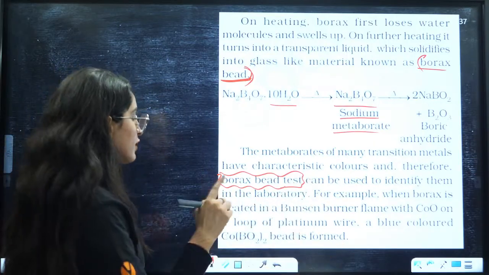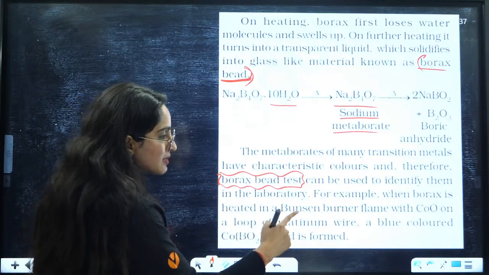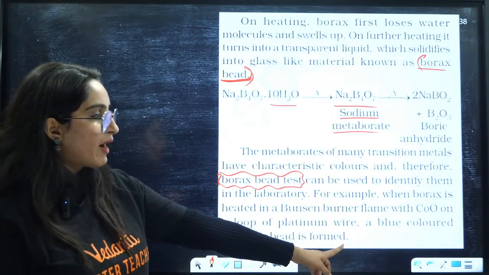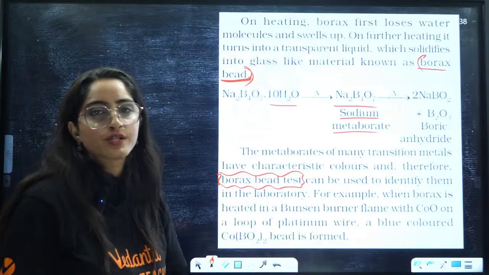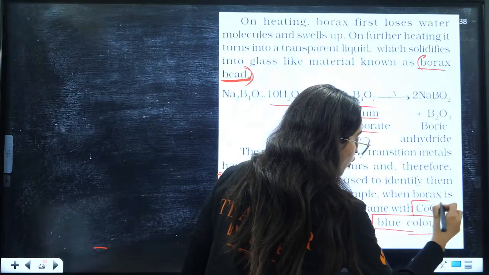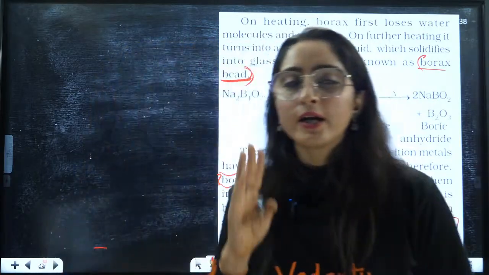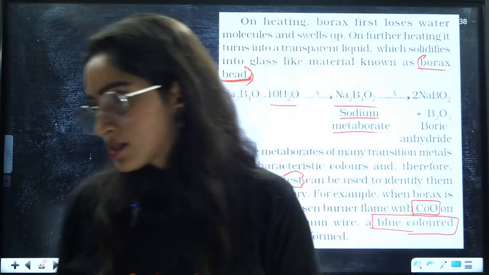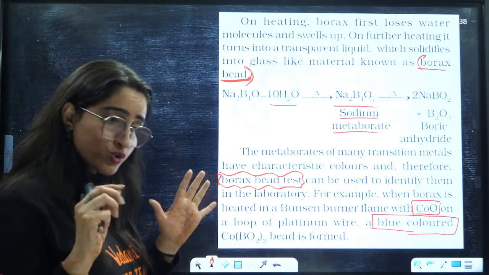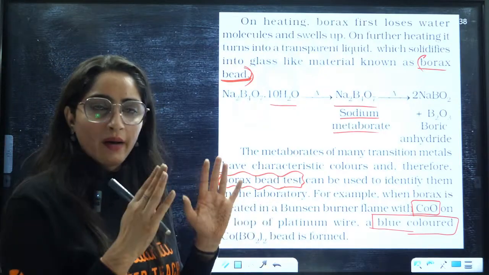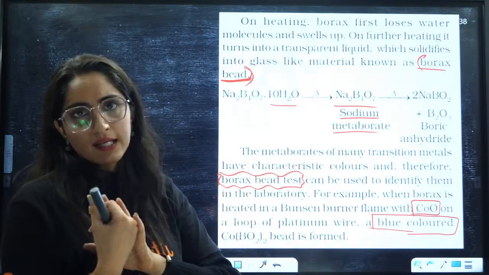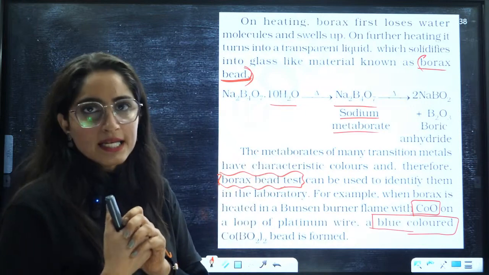For example, when borax is heated in a Bunsen burner flame with cobalt oxide on a loop of platinum wire, a blue colored bead is formed. You just need to remember that when you use cobalt oxide, a blue colored bead is formed. This is called the borax bead test. I know there is so much cramming. I would suggest you don't see any book other than NCERT. More than enough is given to you.